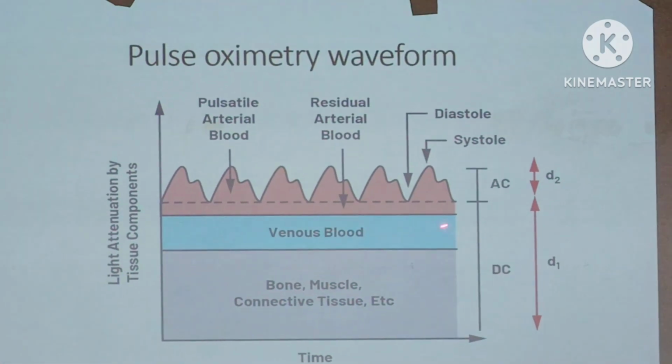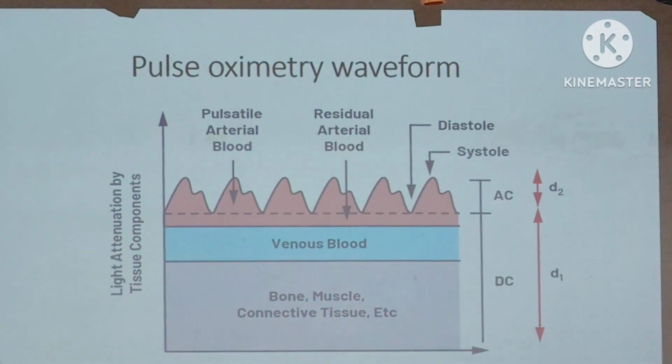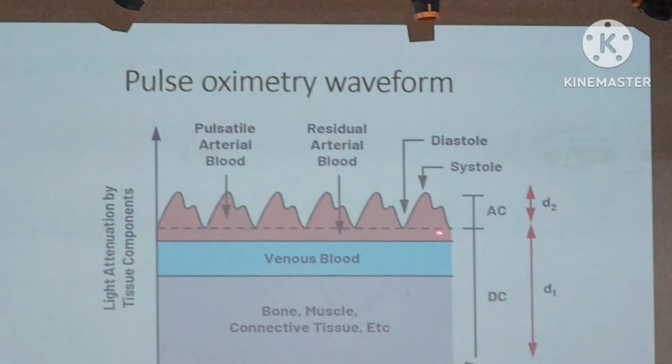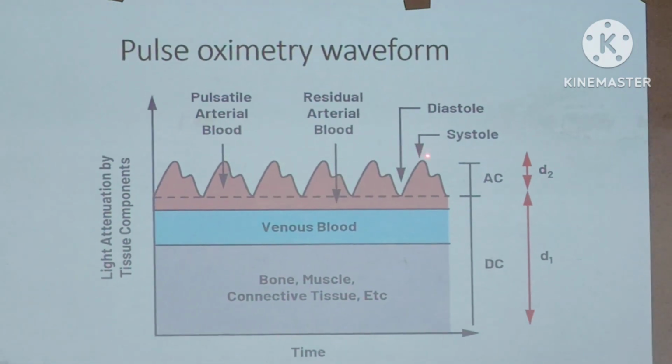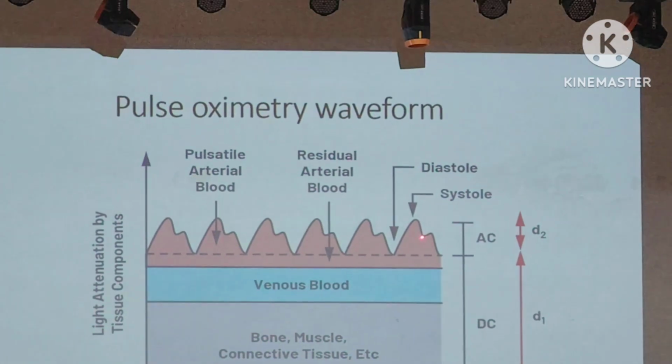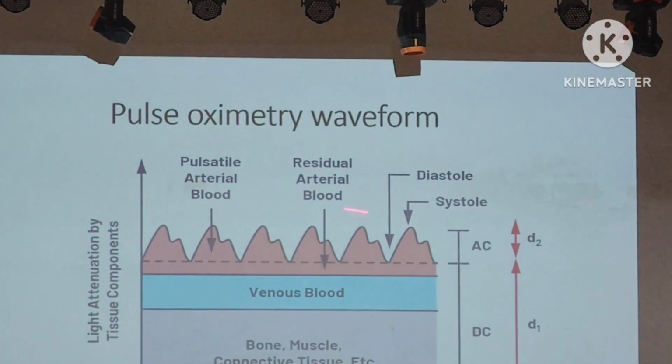So, do you remember this kind of waveform? This is shown in arterial line monitoring also, because arterial pulse is pulsatile. So this is showing a dicrotic notch, which is the end of systole and the start of diastole. This dicrotic notch is formed here. This is a normal waveform.